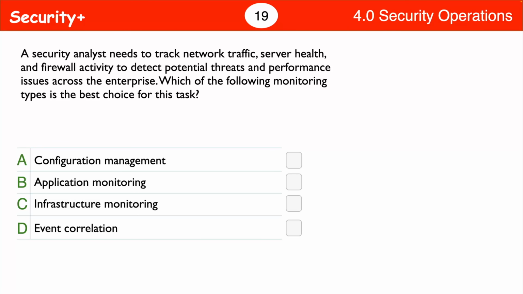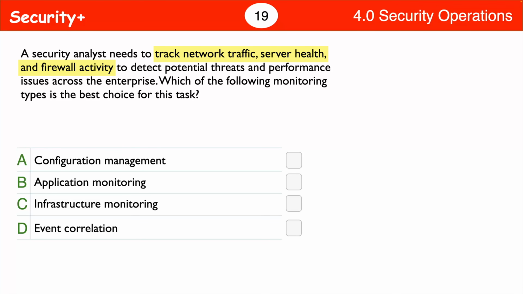Question 19. A security analyst needs to track network traffic, server health, and firewall activity to detect potential threats and performance issues across the enterprise. Which of the following monitoring types is the best choice for this task? A, configuration management, B, application monitoring, C, infrastructure monitoring, or D, event correlation? All right, let's take a look at the key phrases here. For this one, the key phrase would be track network traffic, server health, and firewall activity.